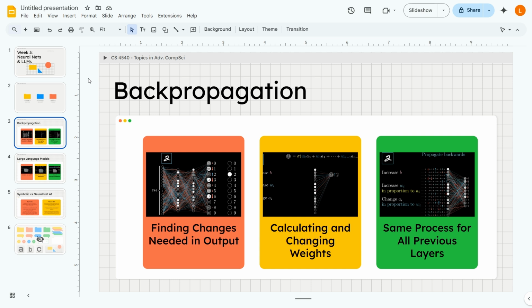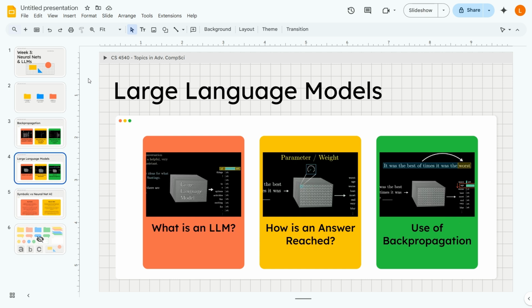But that's the basic process of backpropagation and how you can alter the weights and biases of a neural network to ultimately reach the desired outcome of a particular input. And it's just really interesting to see how much effort goes into it. And so now we talk about large language models.